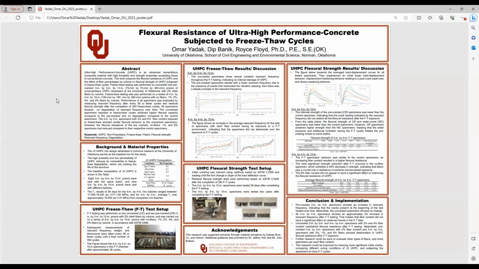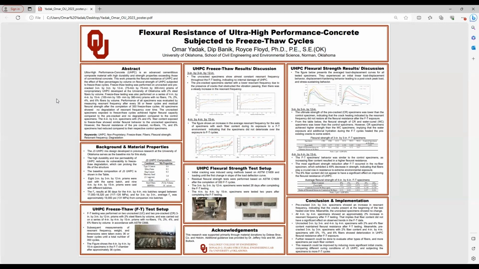Hello, my name is Omar Yadak, and I'm a master's student at the University of Oklahoma. Today, I'm going to walk through my poster and talk about my study, the flexural resistance of ultra-high performance concrete subjected to freeze-thaw cycles. To start with the abstract and the background, UHPC is an advanced cementitious material with high durability and very low permeability, which makes it a durable material for severe weather conditions.